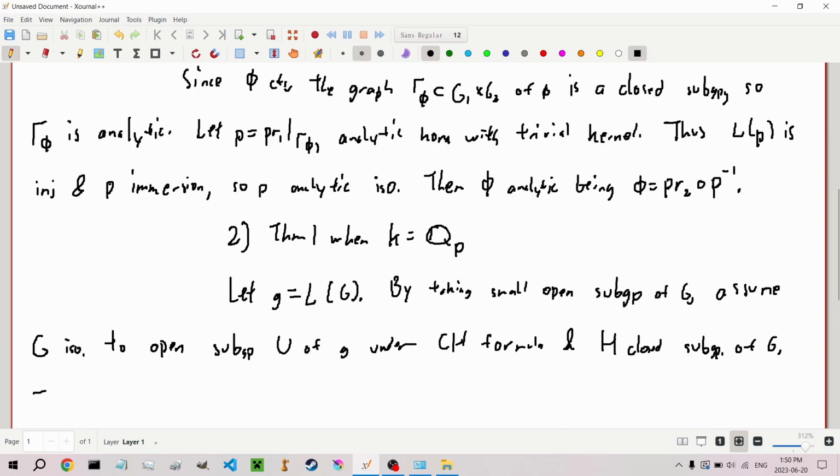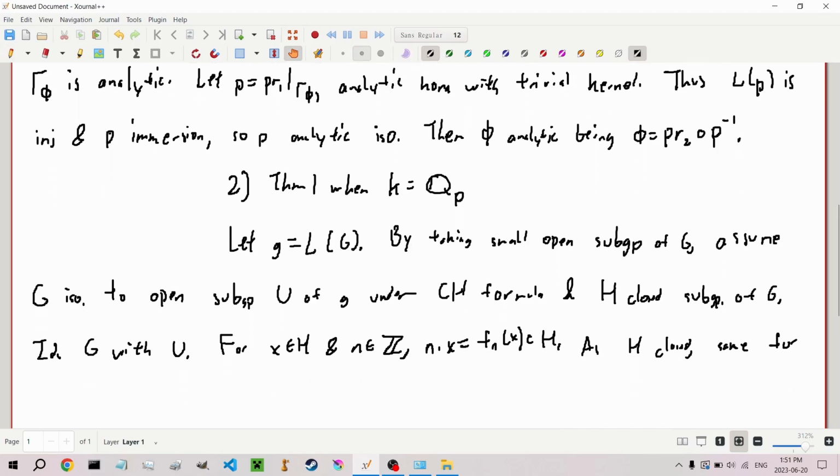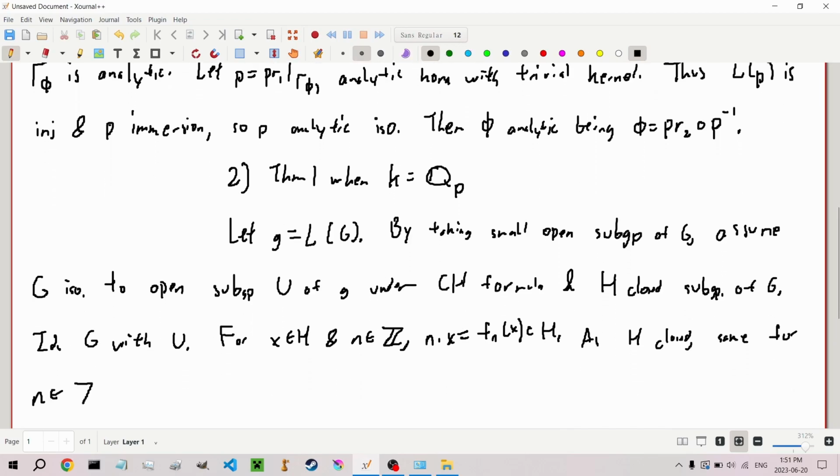And from this we can identify G with U. Then for X in H and n in Z, we have that nX is going to be Fn of X in H. As H is closed, we can generalize n to being a p-adic integer.